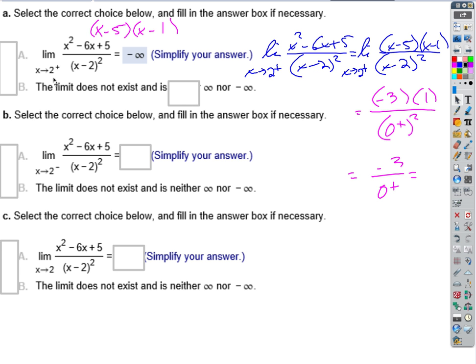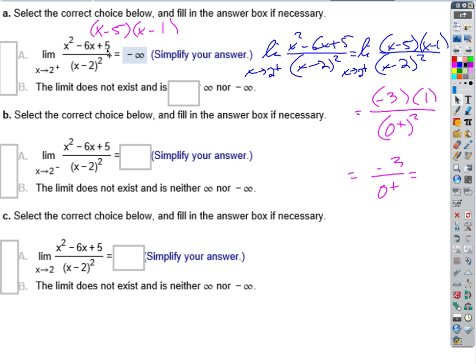But this is what you did, I think, Kirk, right? You just plugged in 2, and you got 4 minus 12 is -8 plus 5, there's your -3, right? We can evaluate that part directly, but it's the bottom part that's weird. That's where you've got to say to yourself, okay, well, I'm approaching 0, but is it going to be a 0 plus or a 0 minus?